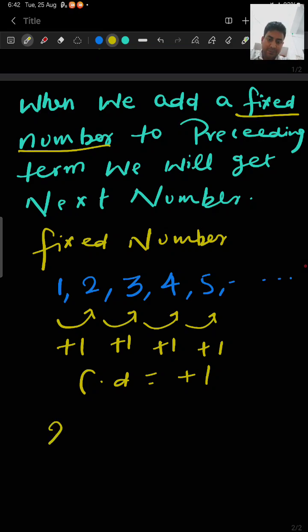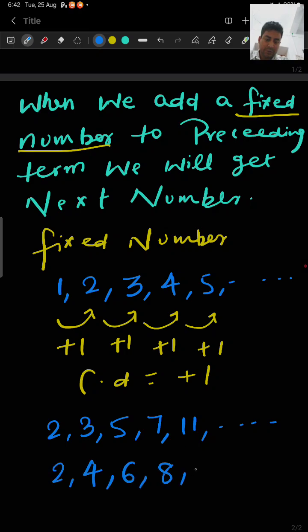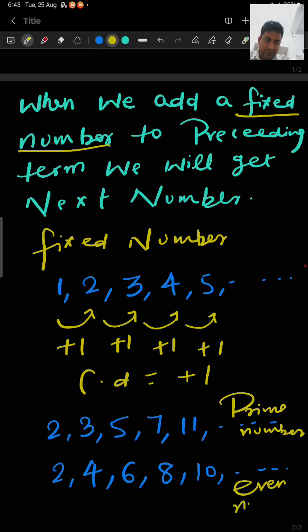Now we are going to see, let us recognize whether these are AP or not. I am giving some numbers. Are these AP or not? These are prime numbers. Okay, these are prime numbers. These are even numbers, a list of even numbers.